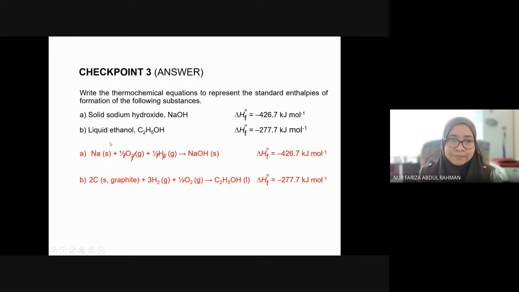Okay, B, liquid ethanol. So we have carbon, hydrogen, and OH. Make sure you don't forget to include the state. The rest are the same as what we had earlier in the previous slide. For carbon, you must use graphite, solid. The allotrope is graphite, not diamond. For carbon, you have to specify.